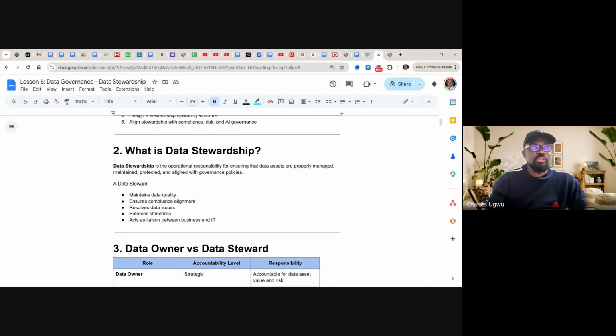Operational means day-to-day activity. If you are working in an organization and they say you are working in operations, it means you are the people that make the company move ahead on a daily basis, through day-to-day activities.